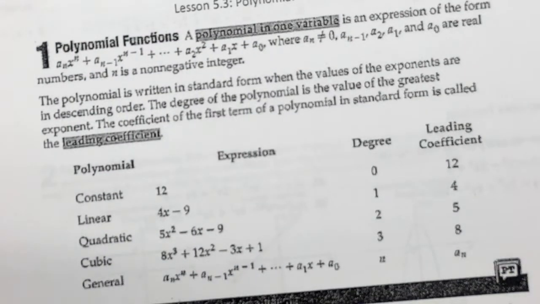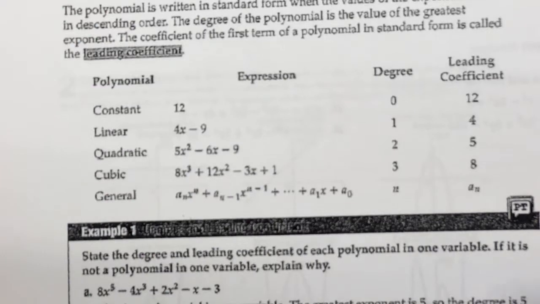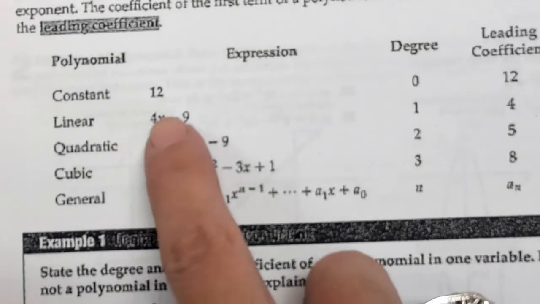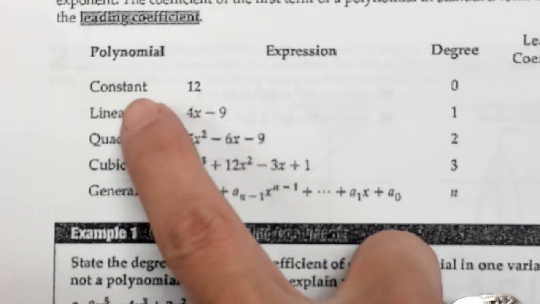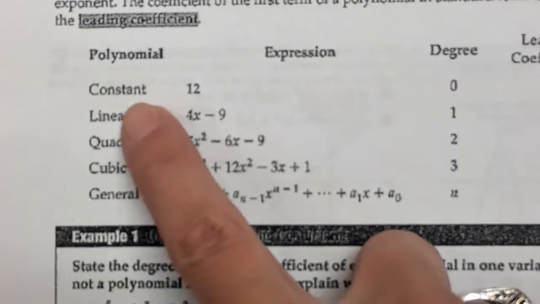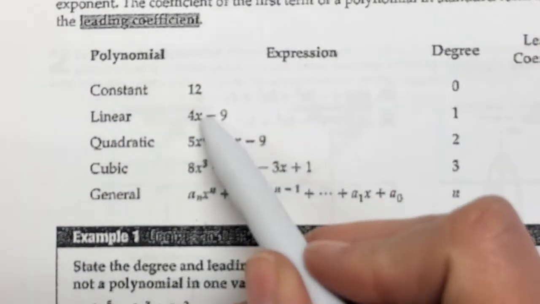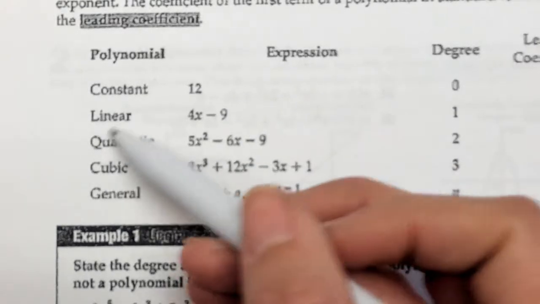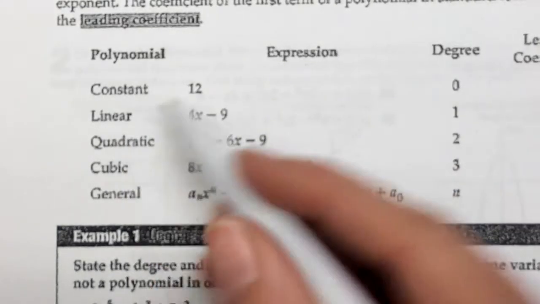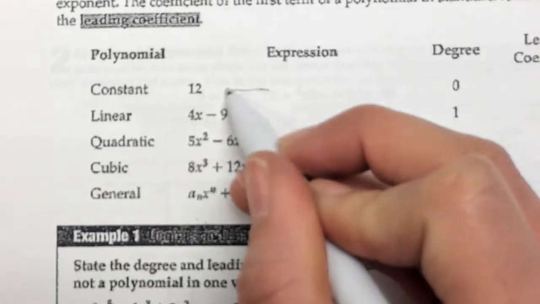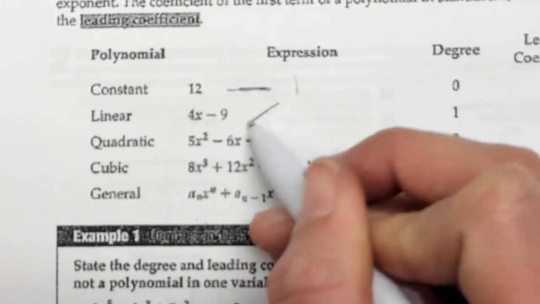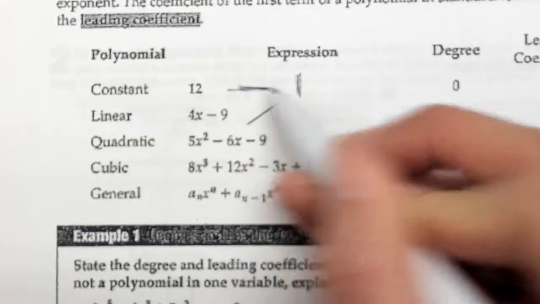Polynomials have different names depending on their degree. So if the highest exponent is 0, meaning it's just a number, it's going to be called a constant polynomial because it'll look like a straight line if you remember from graphing. If it has a degree of 1, the highest exponent's 1, it's linear, which means it's still going to be a straight line, but it's not going to be horizontal or vertical. It's going to look like that.